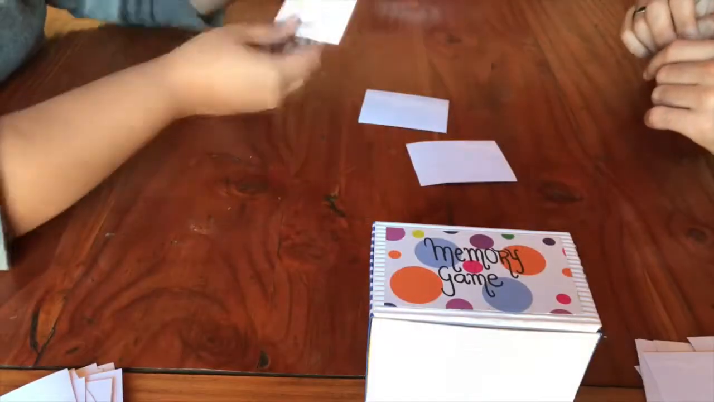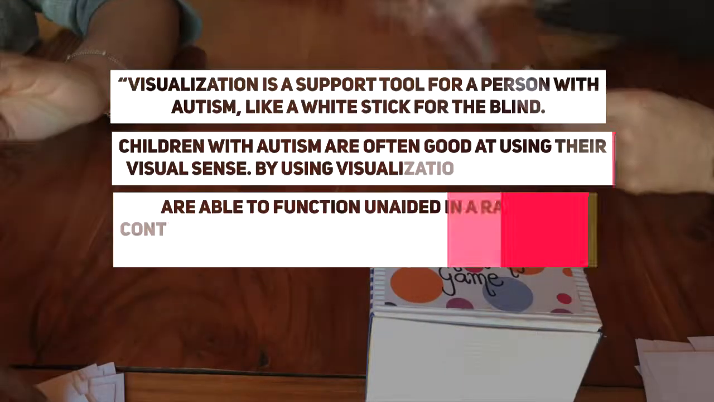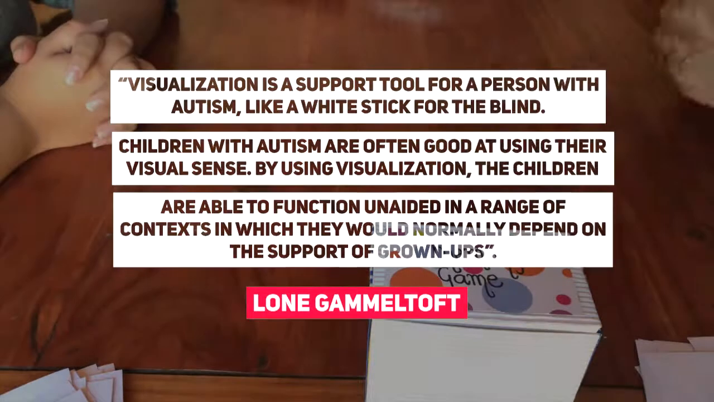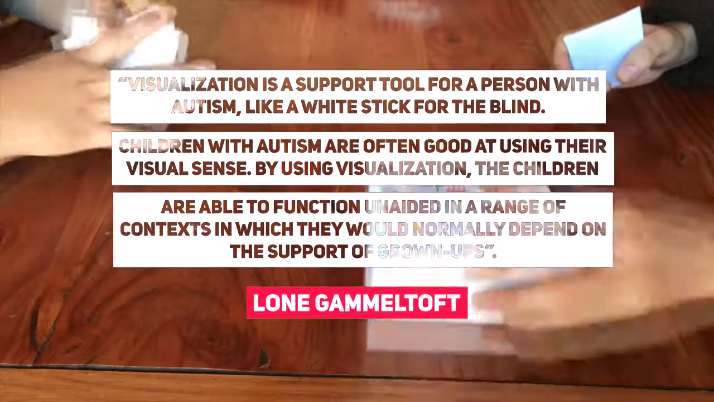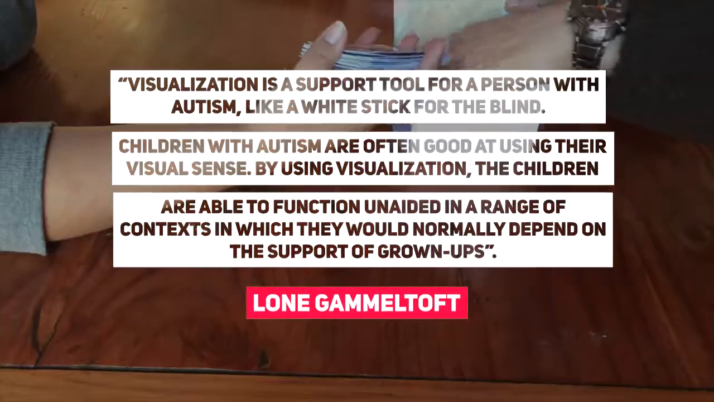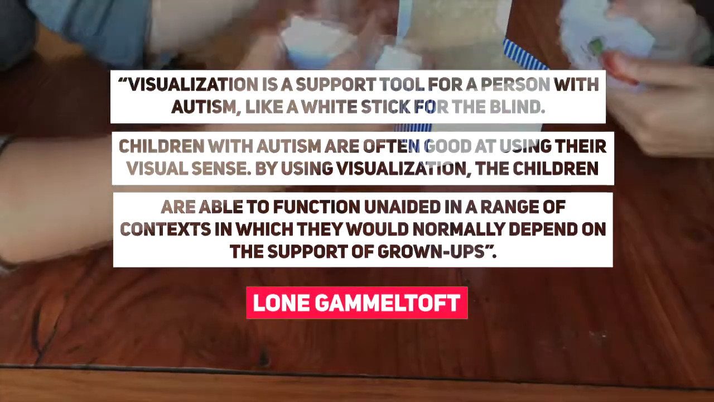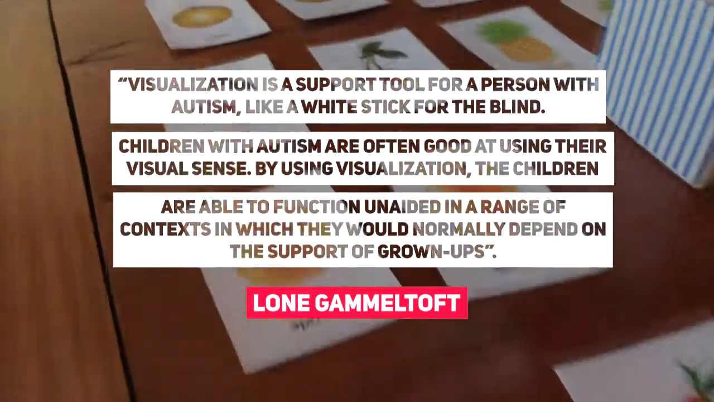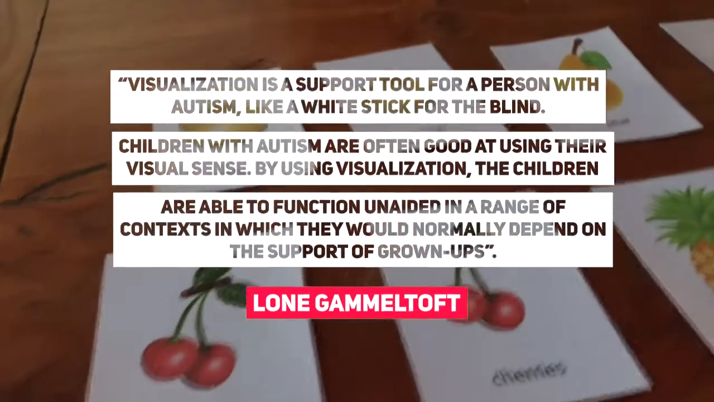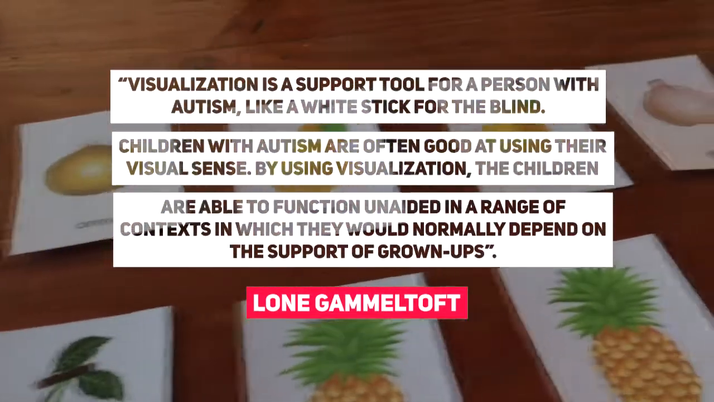They also mention that visualization is a support tool for a person with autism, like a white stick for the blind. Children with autism are often good at using their visual sense. By using visualization, the children are able to function unaided in a range of contexts in which they would normally depend on the support of grown-ups.